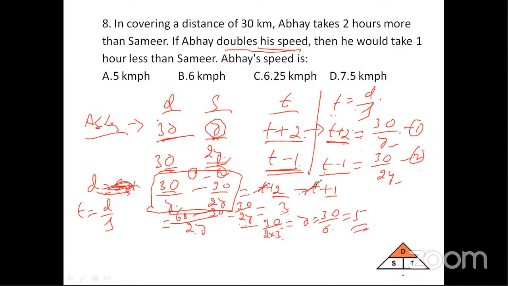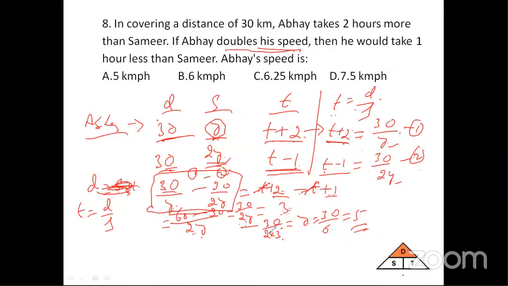Here plus t and minus t get cancelled. On the right hand side, we have 2 plus 1, 3. On this side, we get LCM as 2y. On the numerator, this becomes 60, and 60 minus 30 is 30. In the denominator, we have 2y. So 30 by 2y is equal to 3.